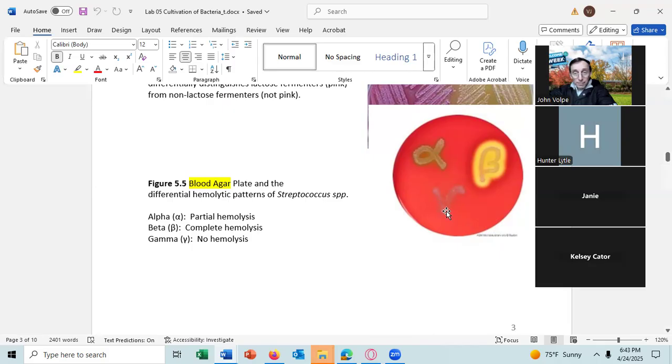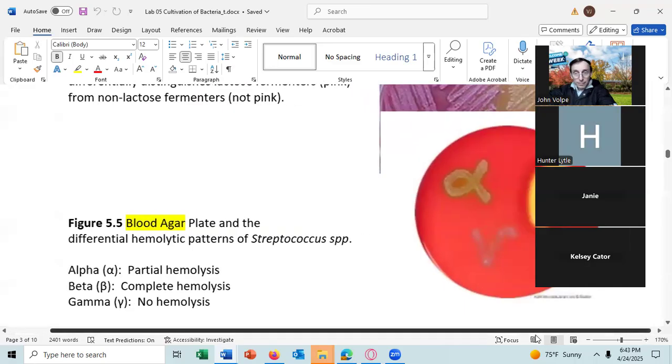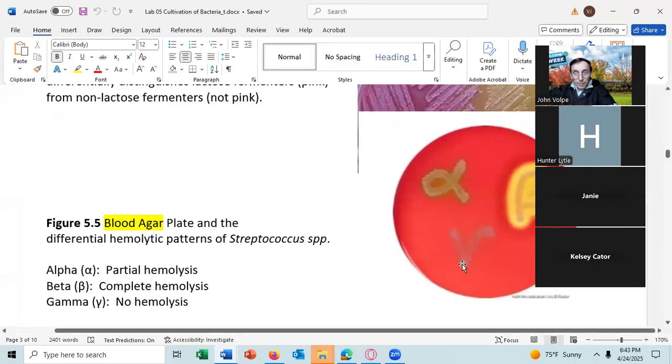Here we're looking at hemolysis, gamma hemolysis or no hemolysis, where the red blood cells are not being lysed when we look at the blood coming up to the cells. Here we're looking at alpha hemolysis.